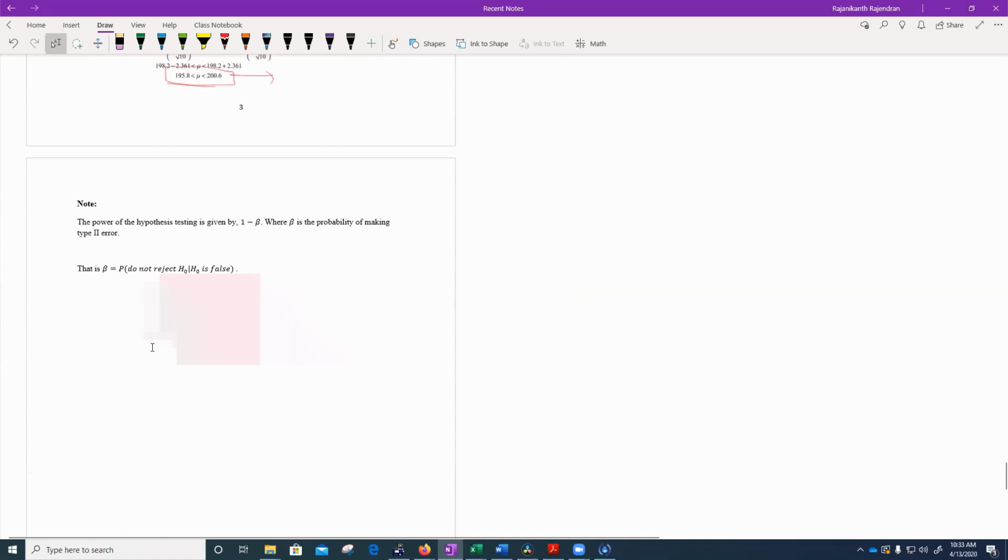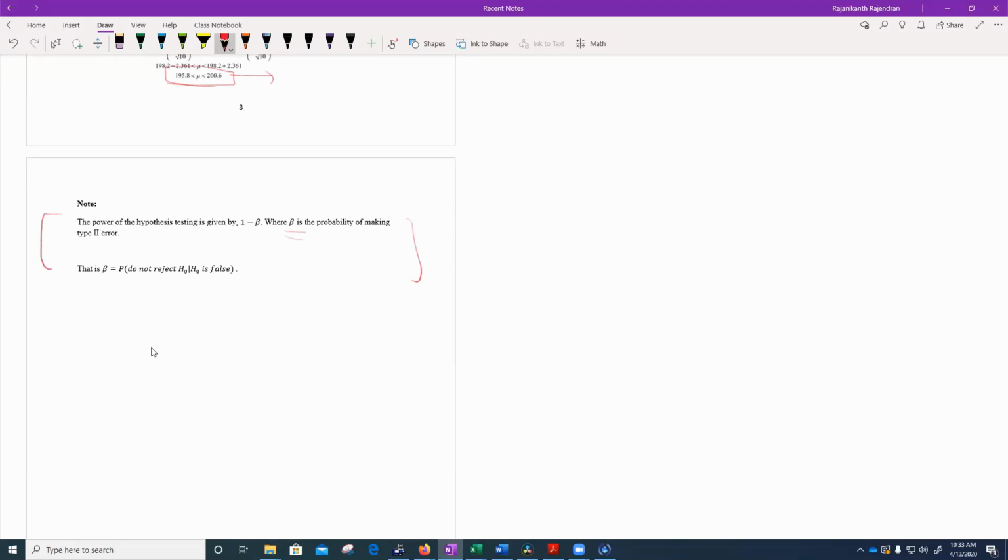Okay. So now this is the last note I'm giving you. We are not going to look at this in detail, but anyway, I'm just including it. The power of the hypothesis testing, right? If somebody asks you, what is the power of your test? The power of the hypothesis test is given by 1 minus beta. Remember the beta? Beta is the probability of type 2 error.